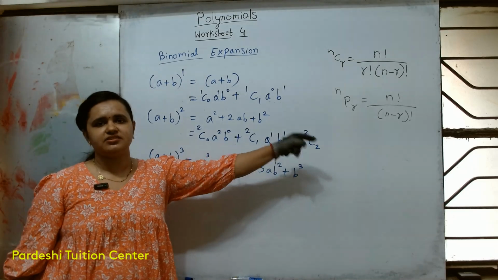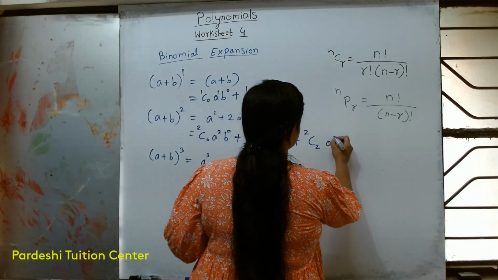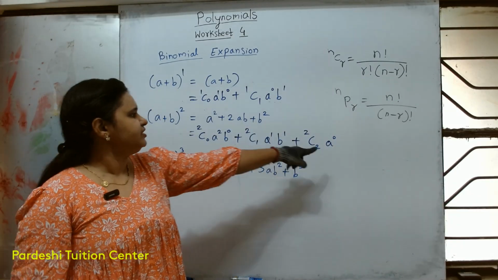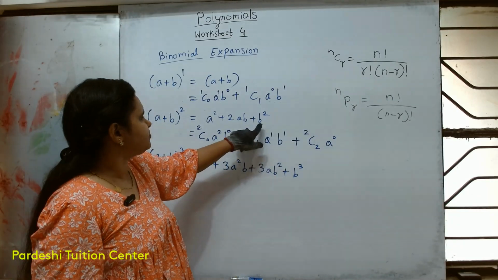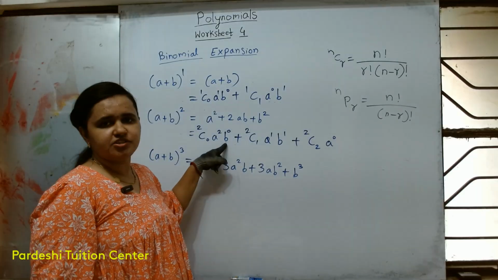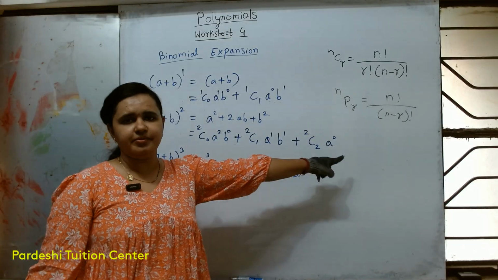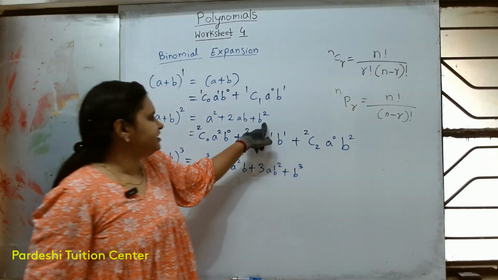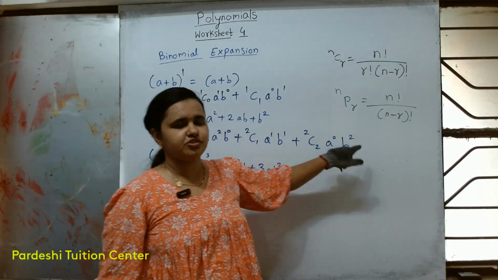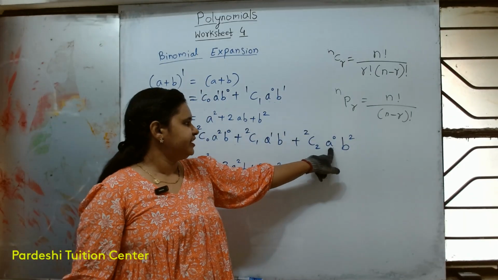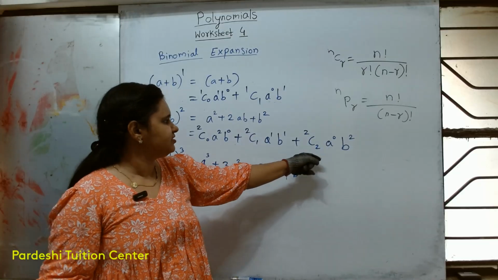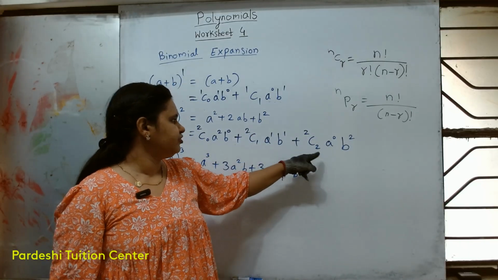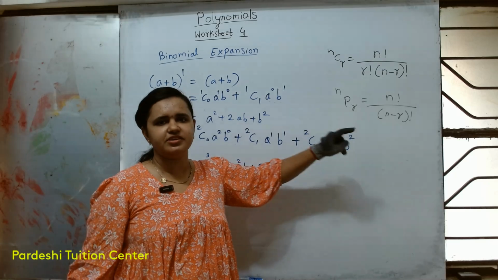Now again, here it was a to the power 1. What will be next? It will be a to the power 0. It is true. Here a is not there, so it will be a to the power 0. Now let us check b's power. Here b's power was 0, 1, now it will be 2. So here it is b square, and here it is also b square. So 2c2 is 1, and a to the power 0 is also not present, so only b square is there. Okay, so the coefficient is 1 and there is only b square.